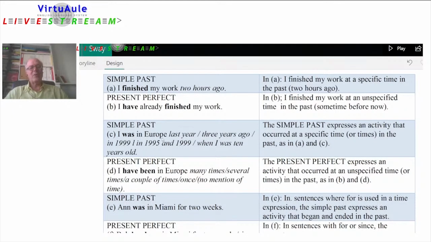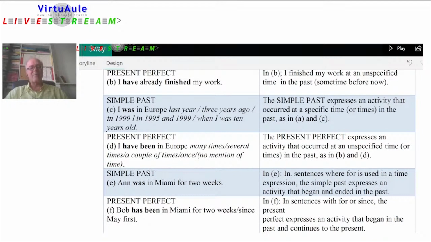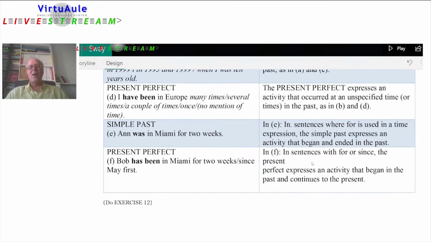Simple past: I was in Europe last year, three years ago, in 1999, in 1995, when I was 10 years old. The simple past expresses an activity that occurred at a specific time or times in the past, as in A and C. I finished my work two hours ago and I was. Present perfect: I have been in Europe many times, several times, a couple of times, once, or just no mention of the time. Present perfect expresses an activity that occurred at an unspecific time or times in the past. Okay, that is quite clear now, unspecific.